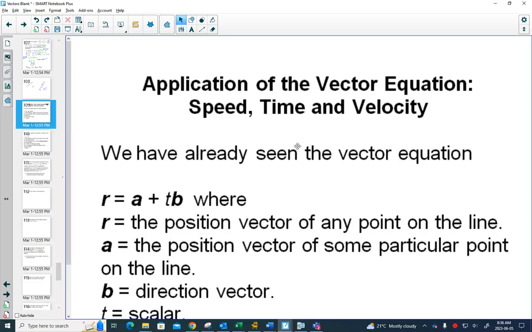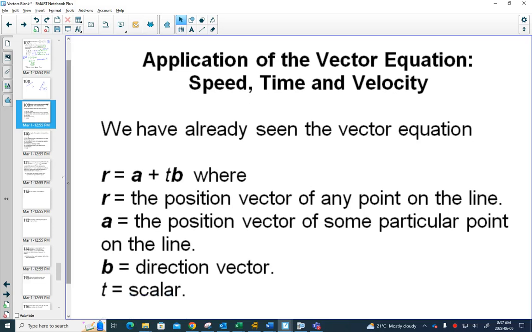Application of the vector equation with speed, time, and velocity. We already talked about how vectors are really helpful in 3 dimensions, and that's where we live. So anything that we do in 3 dimensions can be represented by vectors. Again, we can add some arrows. This is the vector equation of a line.